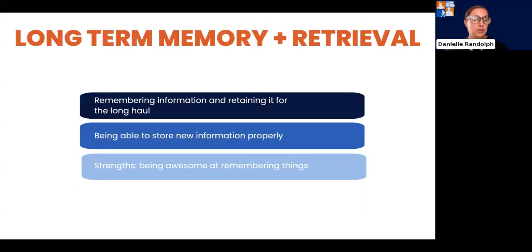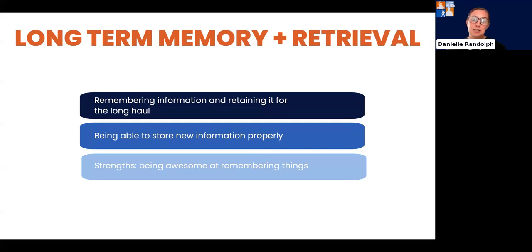Long-term memory storage and retrieval is another area that's assessed with cognitive assessments. This is being able to remember information and retain it for the long haul. So when you're sitting in the classroom, learning about a new subject or topic, being able to retain and store that information and then pull it out later, whether it's for a test or whatever it may be. Being able to store it and then retrieve it when you need to. It's being able to be awesome at remembering things.